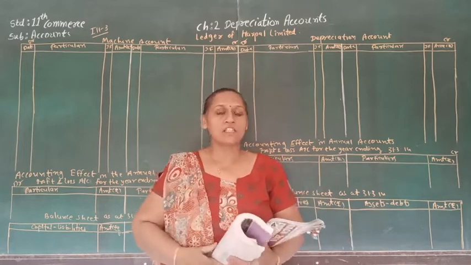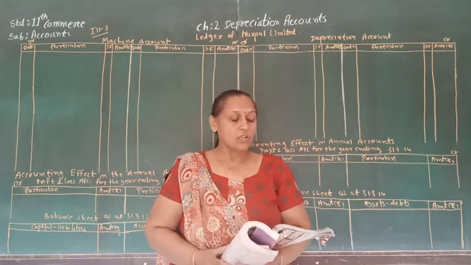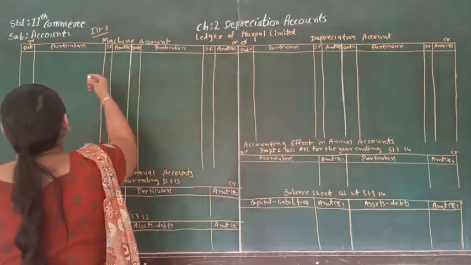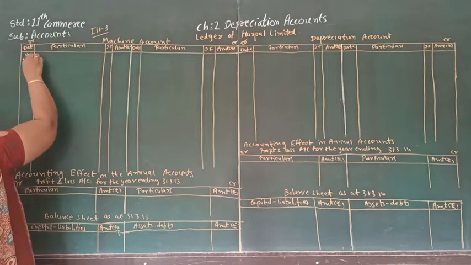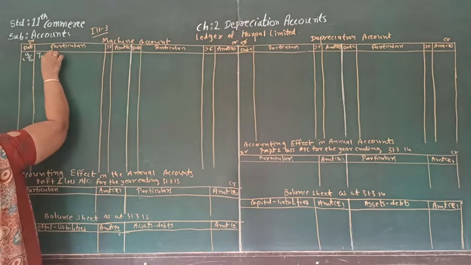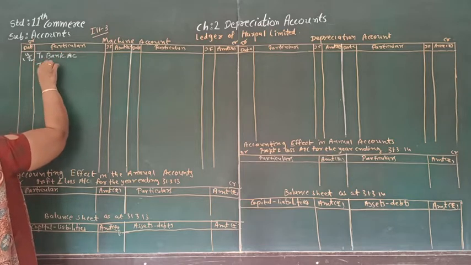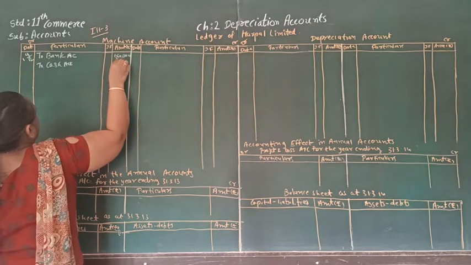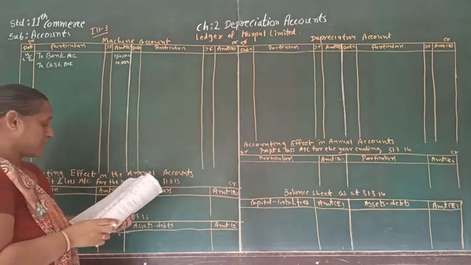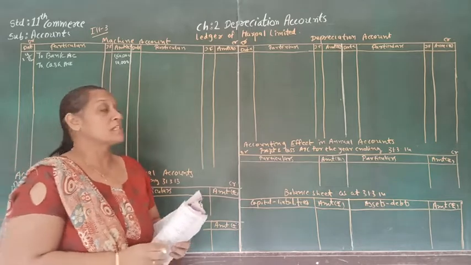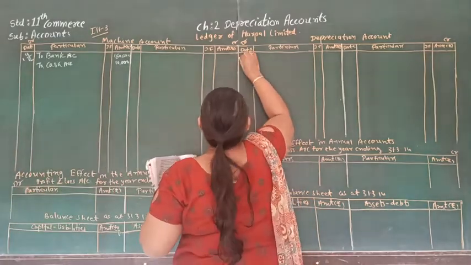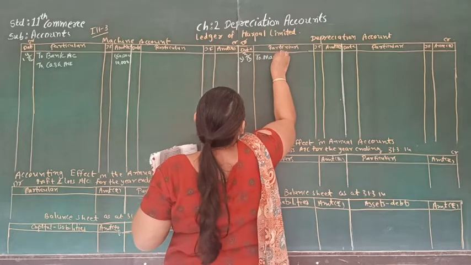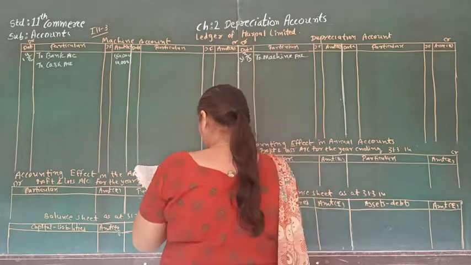So here we have already passed the journal entry. From that we are going to prepare the machine account. So the first journal entry was machine account debit to bank, to cash. So on the debit side of machine account we write 1/4/12 to bank account, to cash account. Amount will be 1,50,000 and 10,000. Then the second journal entry was depreciation account debit to machine account. So on the debit side of depreciation account, at the end of the year 31st 3/13, to machine account, and the amount of depreciation was 24,000.